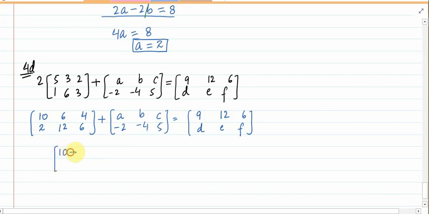It will be 10 plus A, 6 plus B, 4 plus C, second row, 2 minus 2, 12 minus 4, 6 plus 5 is equal to, this matrix will be same, no change.